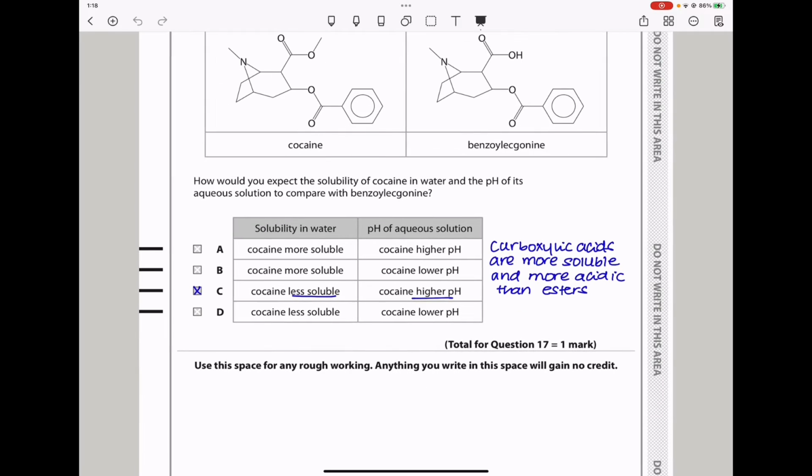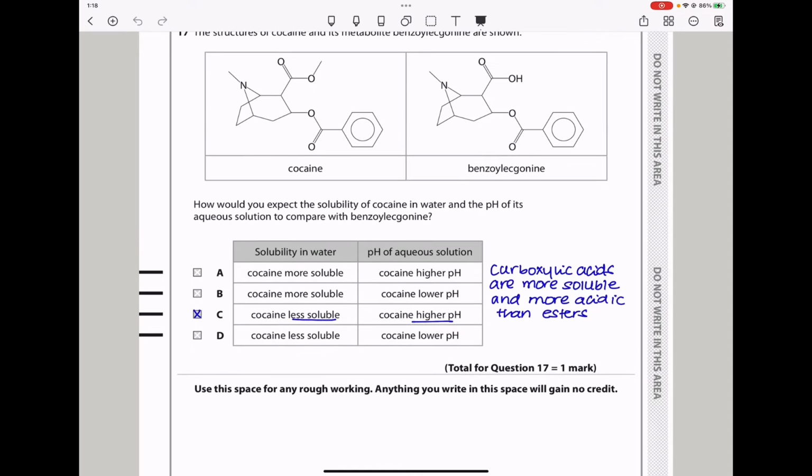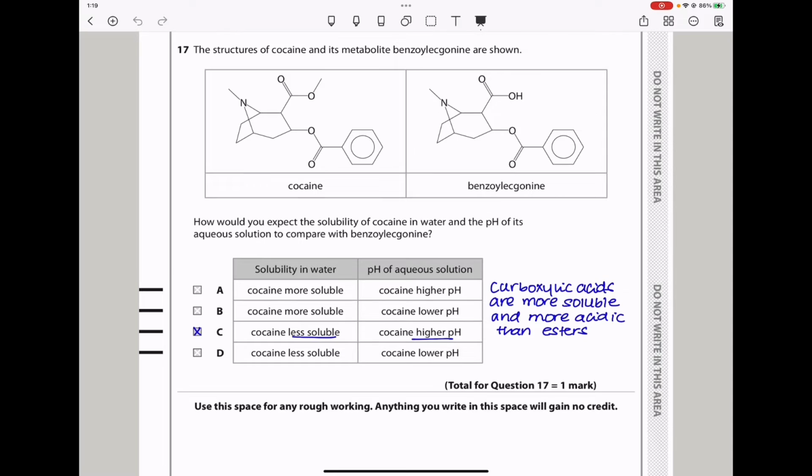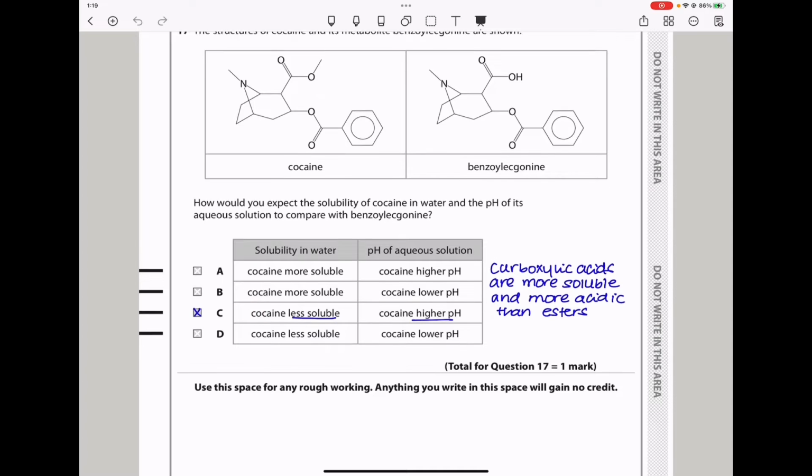In question 17, the structures of cocaine and its metabolite are shown. So they say, how would you expect the solubility of cocaine in water and the pH of its aqueous solution to compare with that of benzoylecgonine? This is a carboxylic acid, but this has an ester group. So solubility in water, cocaine is going to be less soluble in comparison to that. Cocaine is going to have a higher pH because this is a carboxylic acid. The hydrogen can be released and it's going to lower the pH. So the answer here is going to be C. Moving on.